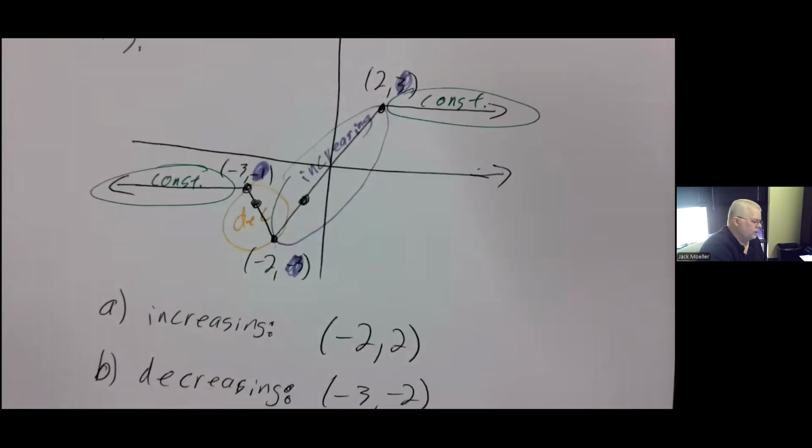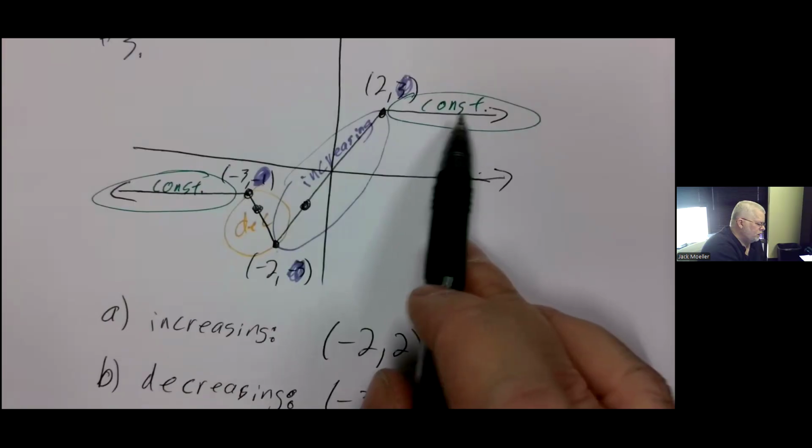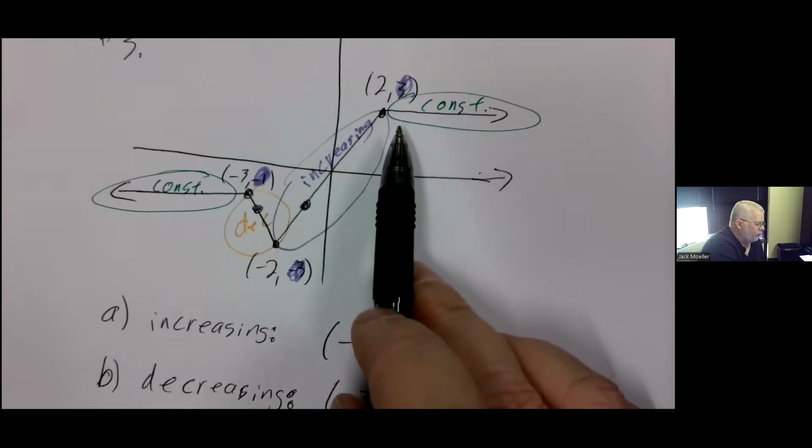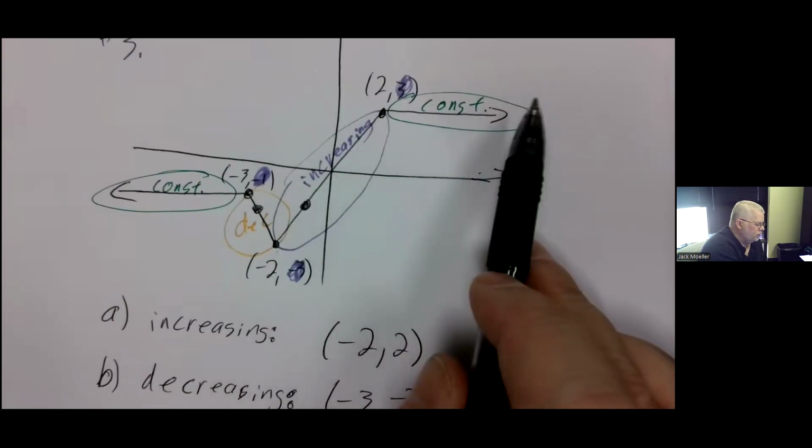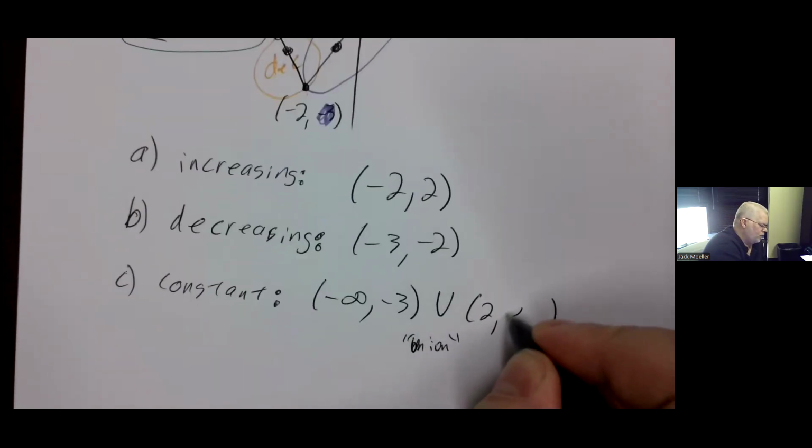All right, so what about this interval? So we have another horizontal piece. So the interval from left to right is it starts at 2, goes to positive infinity. 2, infinity.